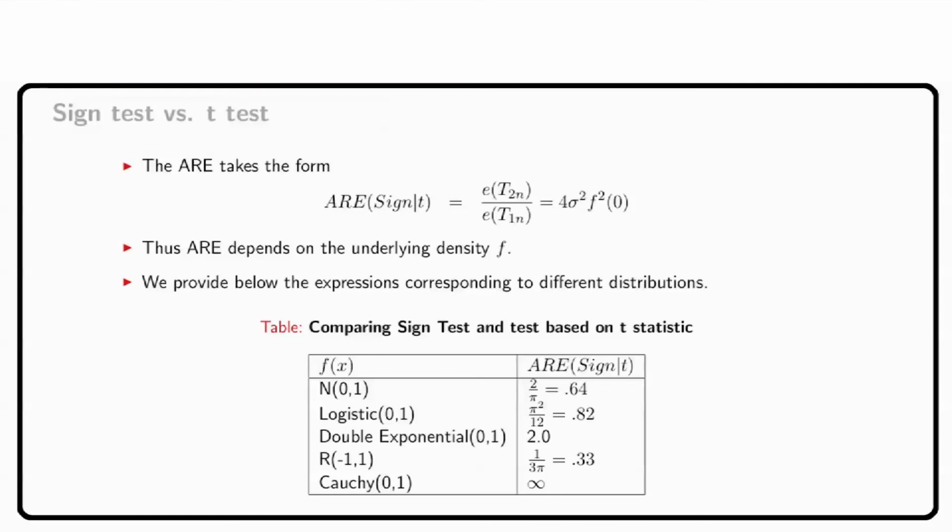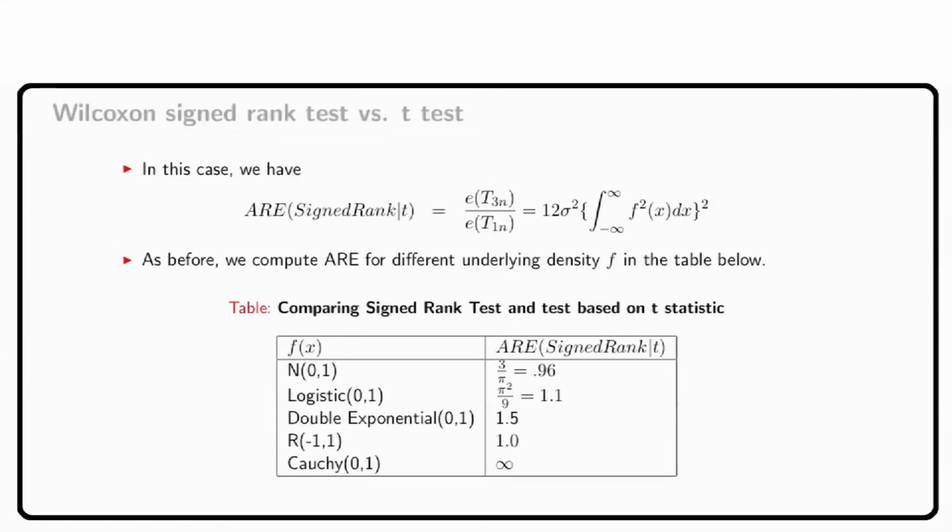The table below gives the results for some specific distributions. For example, when f(x) is normal 0, 1, ARE gives 2 by pi, that is equal to 0.64. Similarly, for the logistic 0, 1 distribution, we get ARE equal to 0.82. For the double exponential distribution, it is 2.0. For the rectangular minus 1 to plus 1 distribution, it is 0.33. For the Cauchy 0, 1 distribution, it is infinity. Thus, we observe that the sign test is always less efficient than the t-statistic based test, except for the double exponential distribution.